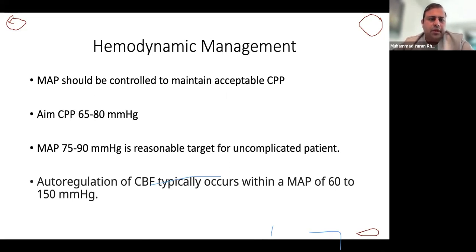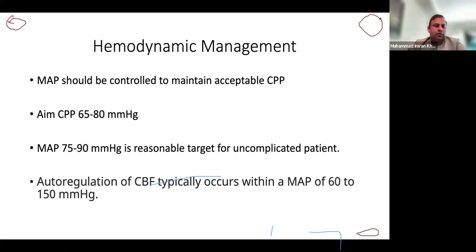Then for your hemodynamic management, the MAP should be controlled during craniotomy to maintain an acceptable cerebral perfusion pressure. What we suggest is to aim your cerebral perfusion pressure between 65 to 80 millimeters of mercury. Assuming a normal ICP range of 5 to 10, a MAP of 75 to 90 is a reasonable target range for an uncomplicated patient.